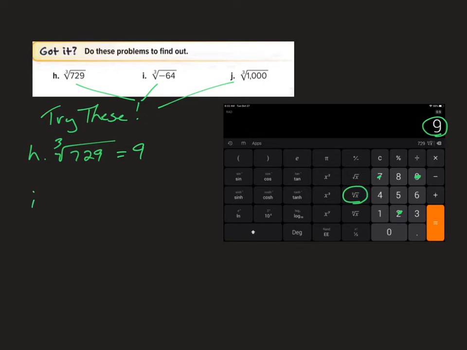Okay, so I is asking for the cube root of negative 64. So we're only looking for the negative version of the cube root of 64. And I know that the cube root of 64 is 4, so the negative cube root of 64 is negative 4. And then for j, I'm looking for the cube root of 1000, and the cube root of 1000 is 10.